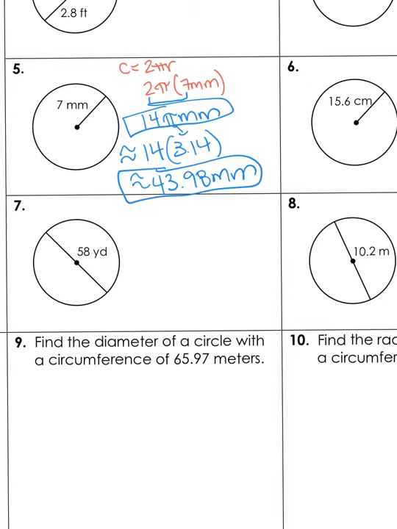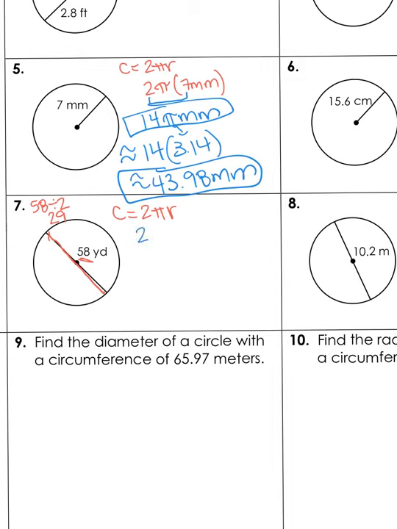I'm going to now do number 7 because they give me the diameter. So I'm going to do 5 and 7 instead of 5 and 6. So for number 7, same idea. I'm going to have C equals 2 pi r, except that's the diameter because that's the whole thing, and I want the radius. So I need to divide 58 by 2. So for the radius, I'm going to do 58 divided by 2, and that's 29. So 29 is my radius.